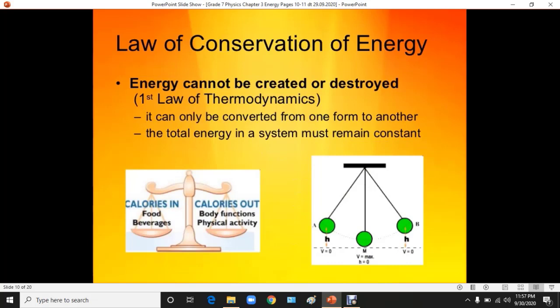So here, energy cannot be created or destroyed. The first law of thermodynamics is saying that energy cannot be created or destroyed. It can only be converted from one form to another form, and the total energy in a system must remain constant.